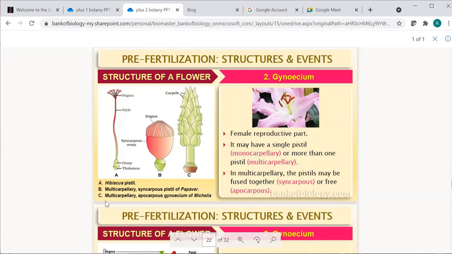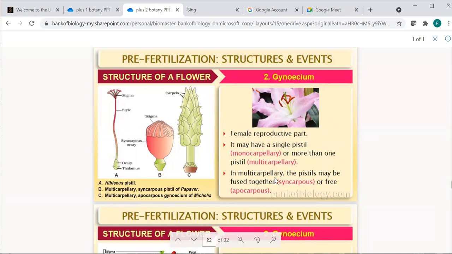Okay, so it is a hibiscus pistil. The female reproductive part is called pistil or carpel. So this is the hibiscus, the shoe flower pistil. It may have a single pistil, that is monocarpellary, or more than one pistil, that is multicarpellary. There are plants which have a single pistil or more than one pistil.